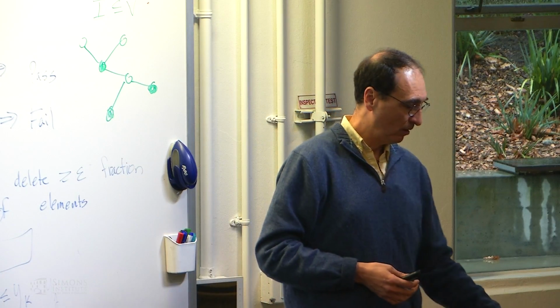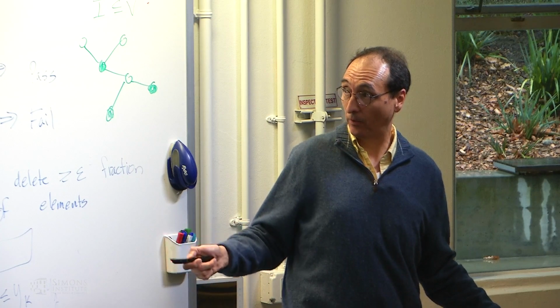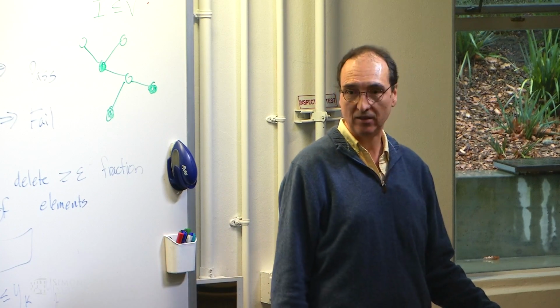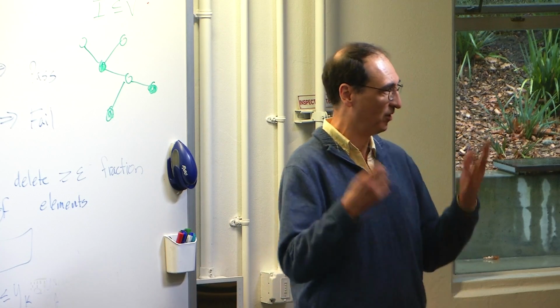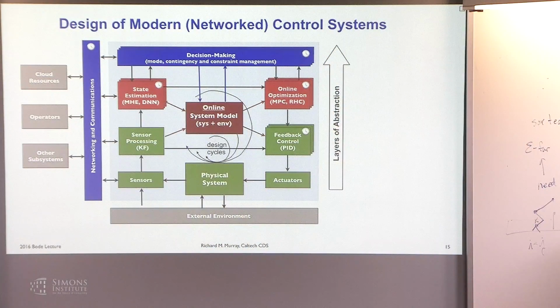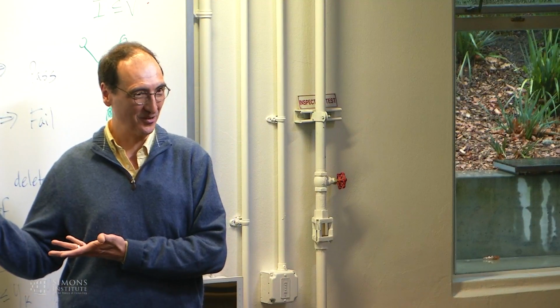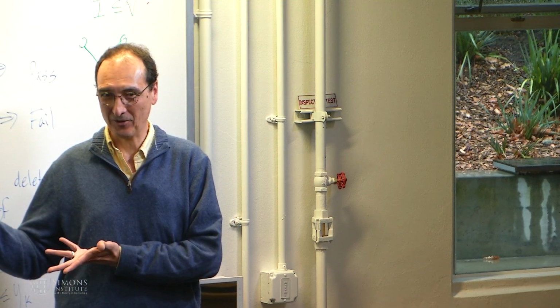Tricky. Throw on top of that, as soon as people put networking communications in, they say, geez, why do I just have to communicate with the computers inside my car, inside my airplane, inside my building? Why don't I communicate with the outside world? So now you start doing cloud resources, different operators, other subsystems. We start interconnecting all of this stuff together. So this is what a modern control system looks like. And this is what we've got to go design to.